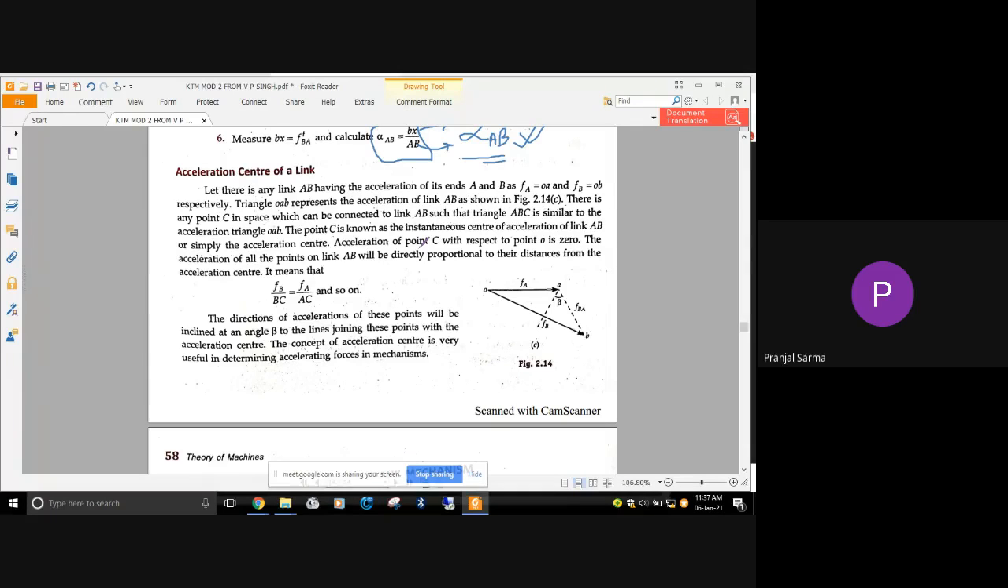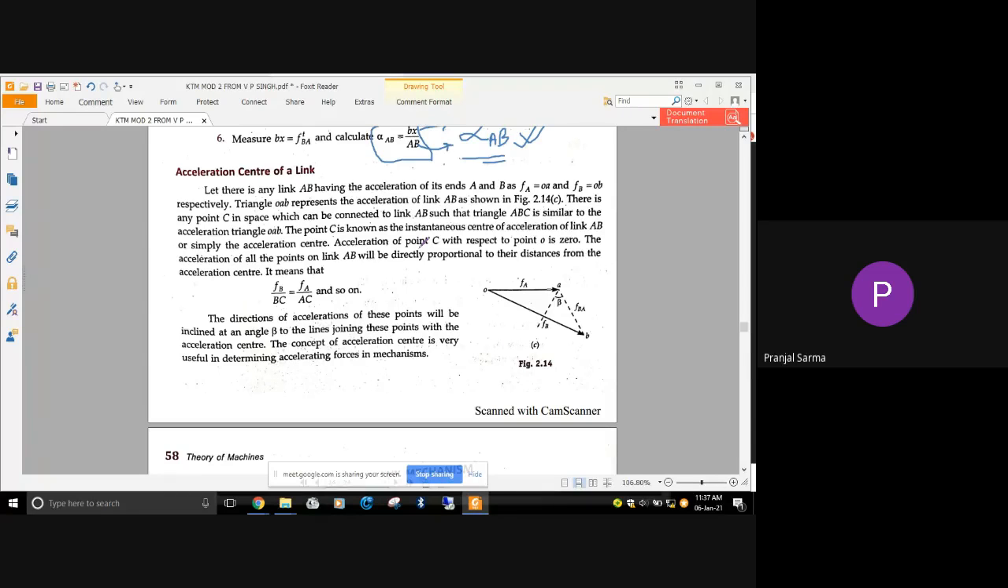Otherwise, later on, if you directly see some figures, sometimes the radial component is drawn, sometimes the tangential component is drawn, and you may get confused that way. If you don't know that the total is obtained by the vector addition of the radial component and the tangential component, later on you may get confused.